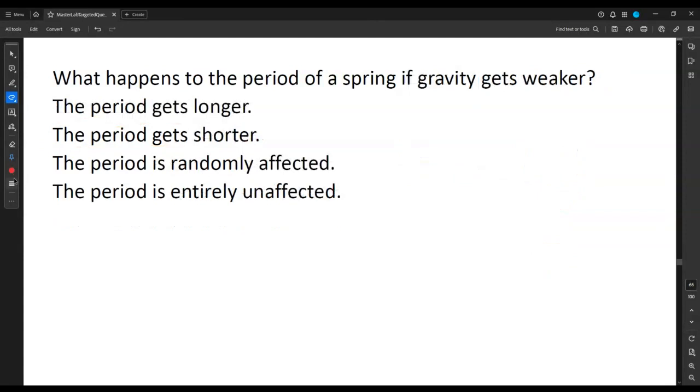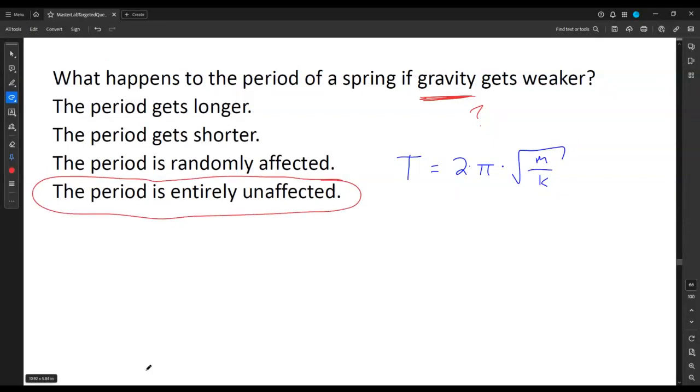Okay, then one more question in this format. So talking about this formula for a spring, the 2 pi shows up once more. Again, dealing with radians and movement, some calculus stuff. We've got m over k. And this time it asks what happens if gravity gets weaker. Well, gravity is not in this formula. So it's not going to change anything. You could still use a spring in space.